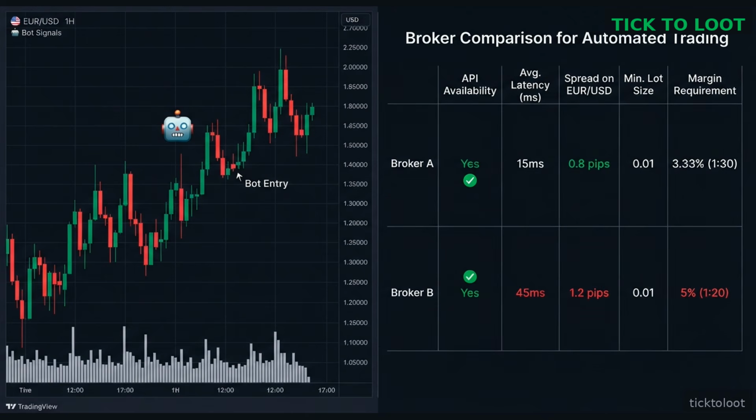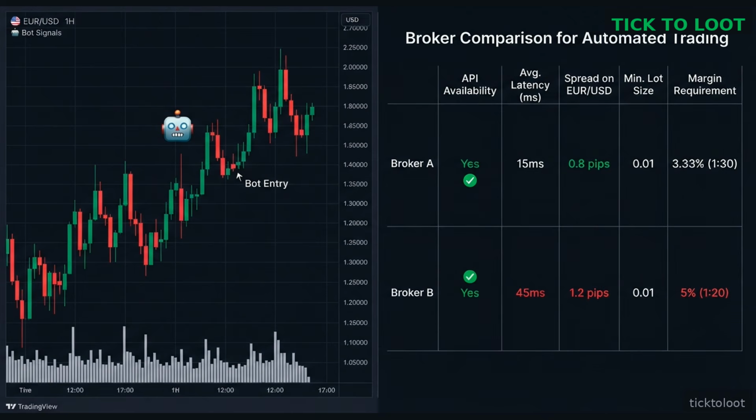Think of a broker like a delivery service for a package. You want one that's fast, reliable, and doesn't add unexpected fees. Let's compare two fictional brokers. Broker A offers a free API, meaning your code can talk directly to the broker's system without extra steps, and it advertises an average latency of 30 milliseconds. That's like a courier delivering a letter in the time it takes to blink.